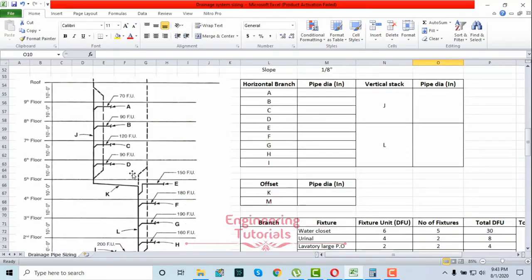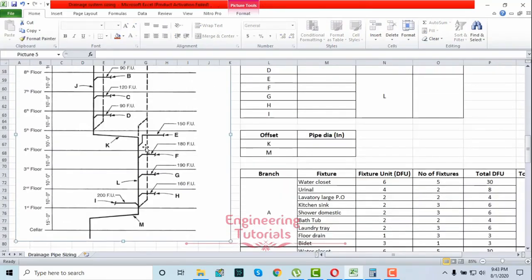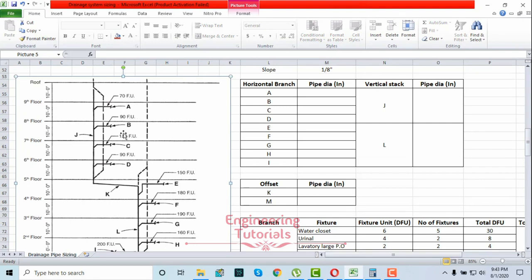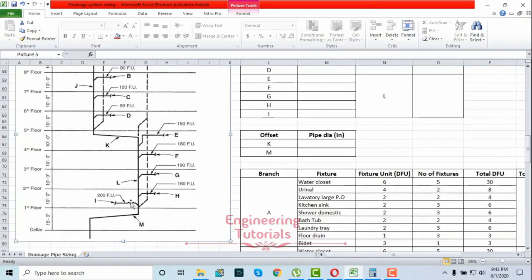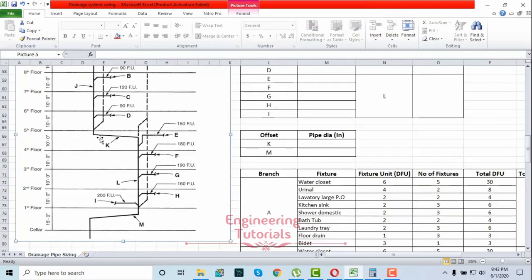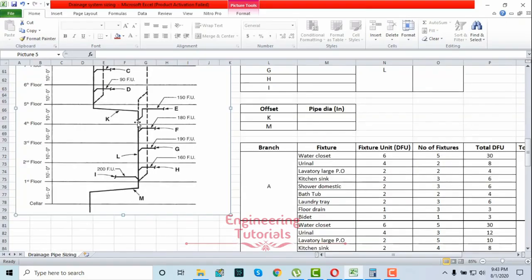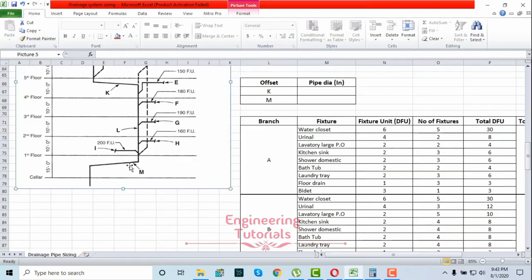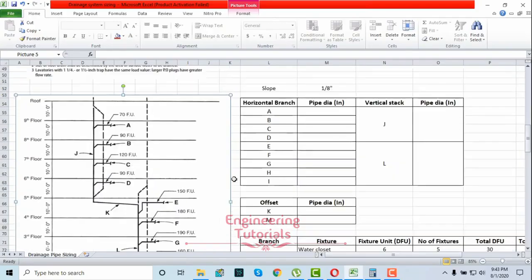So as you can see that I have a drawing for 9-story buildings, and we have divided each branch. We have given the name of each branch as section A, B, C, D, E, F, G, H, and I. And this vertical stack is represented by J, this runout or offset is represented by K, and then again this vertical stack is represented by L, and this runout is represented by M.